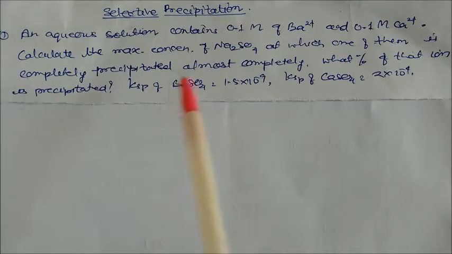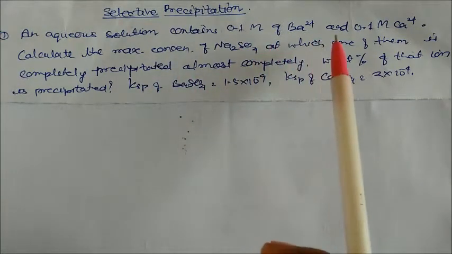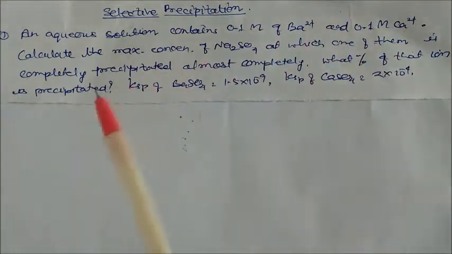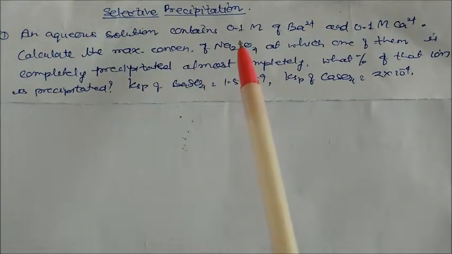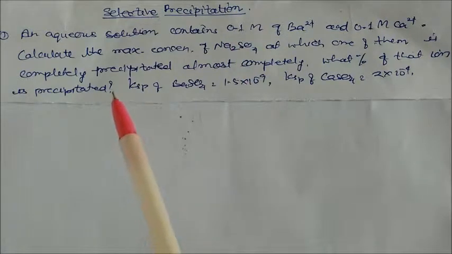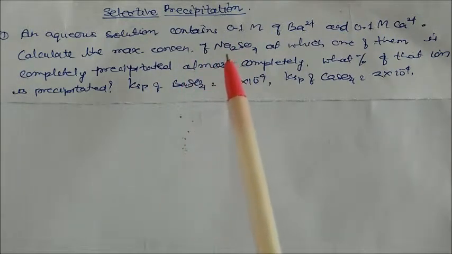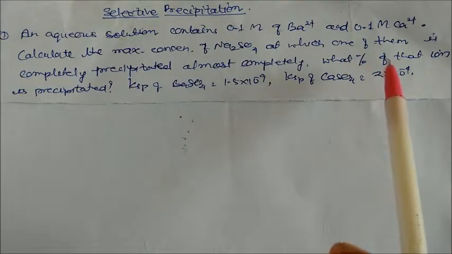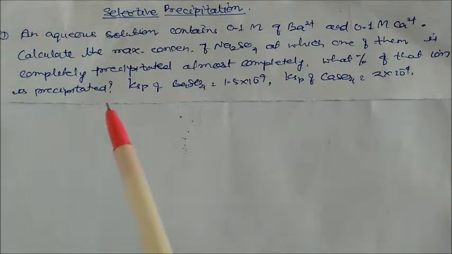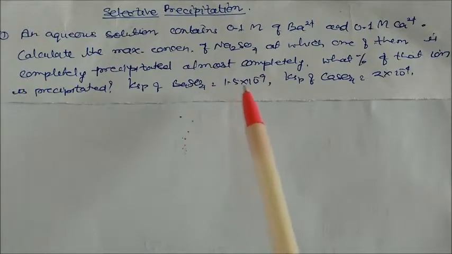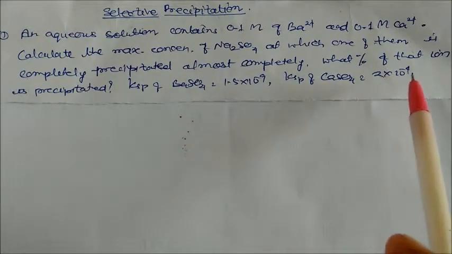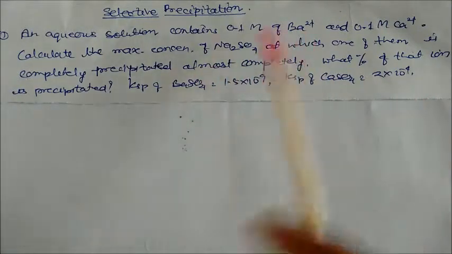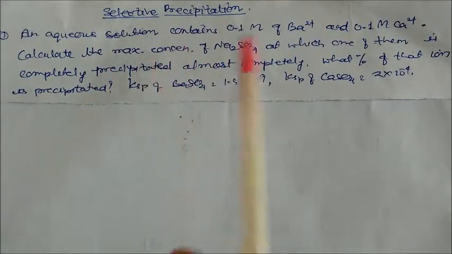An aqueous solution contains 0.1 molar barium ion and 0.1 molar calcium ion. Calculate the maximum concentration of sodium sulfate at which one of them is almost completely precipitated. What percentage of that ion is precipitated? The Ksp of barium sulfate is 1.5 × 10^-9, and the Ksp of calcium sulfate is 2 × 10^-4. These two ions are dissolved in the solution.